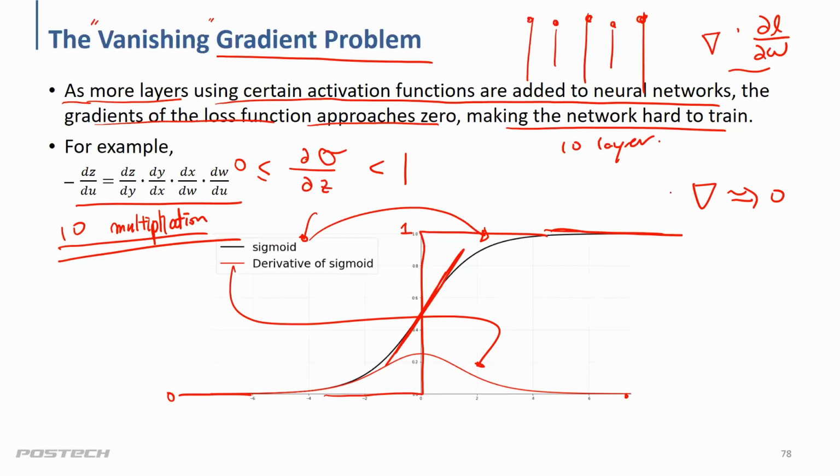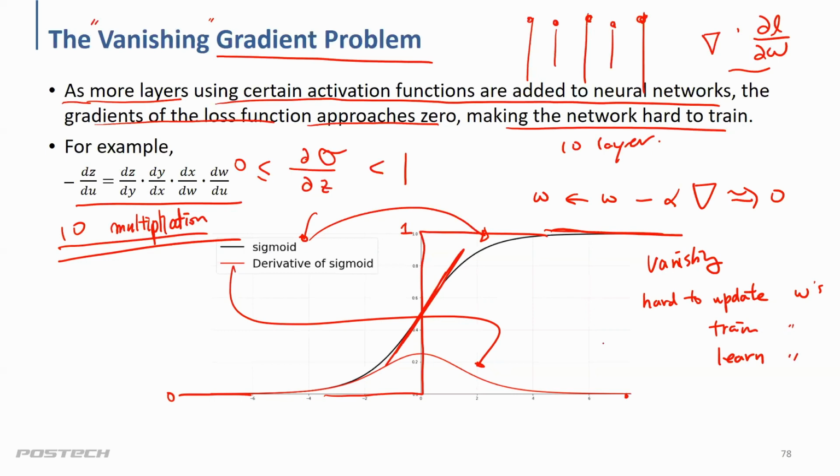That means you're not going to have any updates on omega, right? We call this the vanishing problem, because the gradients, or partial derivatives, all the values are going to vanish. So that means it's hard to update omegas. That means it's hard to train or hard to learn. All of them have the same meaning.